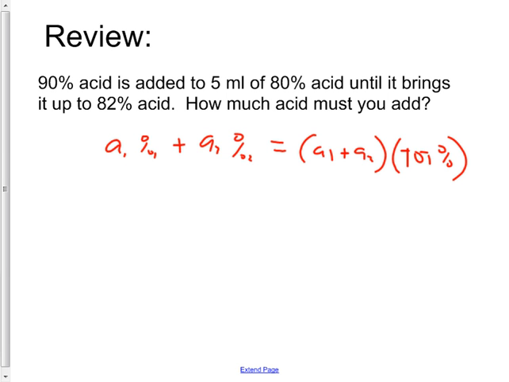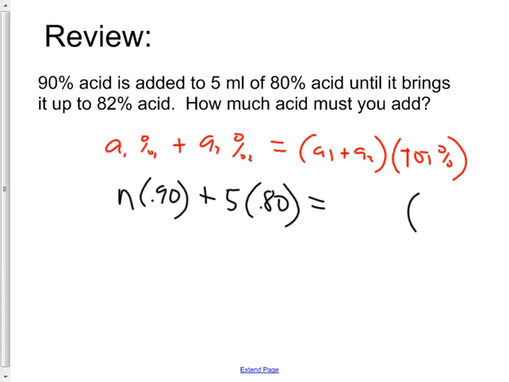Now, 90% acid. It doesn't say how much. What do I put for that then? X or N or something like that, times 90% plus 5 milliliters of 80%. It brings it up to 82%. Well, that's this total. But what's the amount 1 plus the amount 2? You go back to what you said they were. Amount 1 is n, amount 2 is 5, so it's n plus 5.